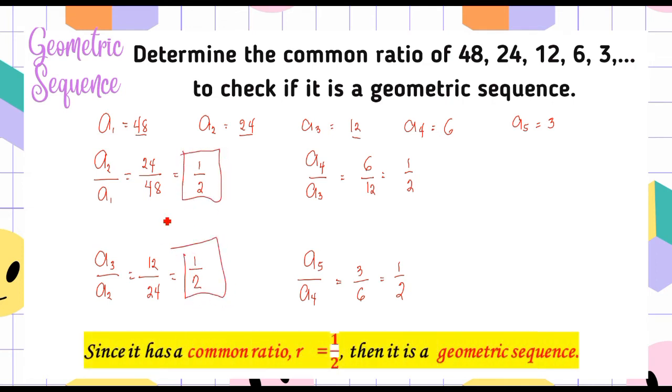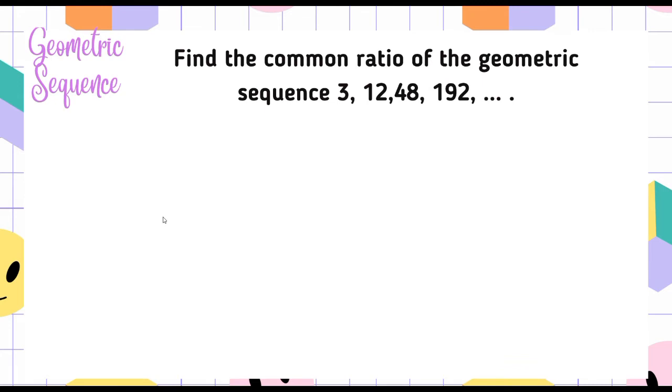Therefore, since it has a common ratio, which is r is equal to 1 half, then this is a geometric sequence. So, therefore, 48, 24, 12, 6, and 3 are geometric sequence.